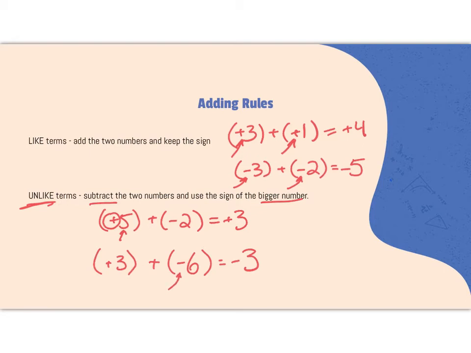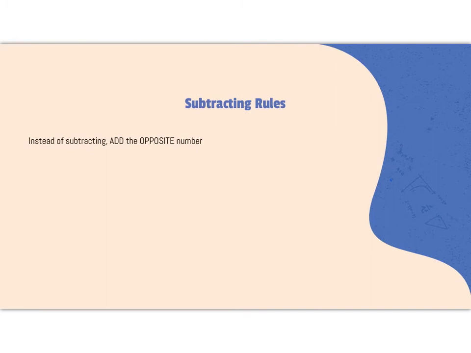For subtracting rules, we're pretty much going to just keep using the adding rules by turning everything into an addition statement. We're going to change the subtracting sign, and then we're going to add the opposite number. Let's take a look at how this works.